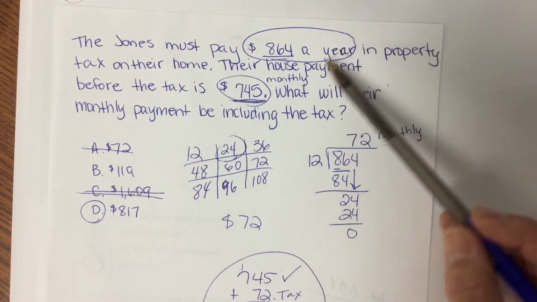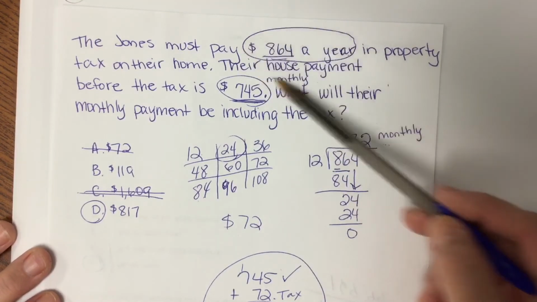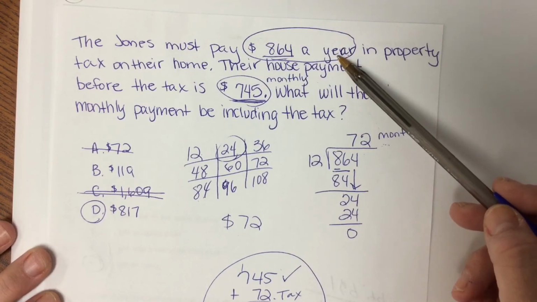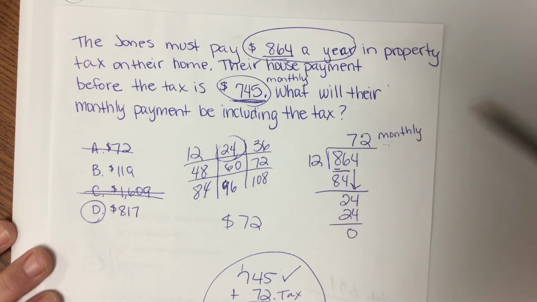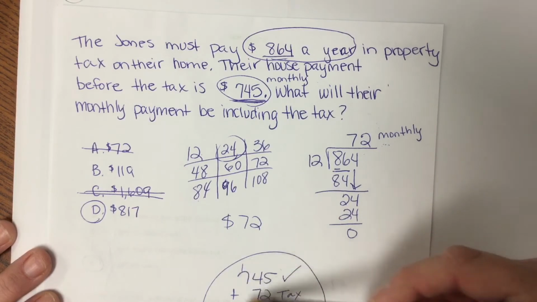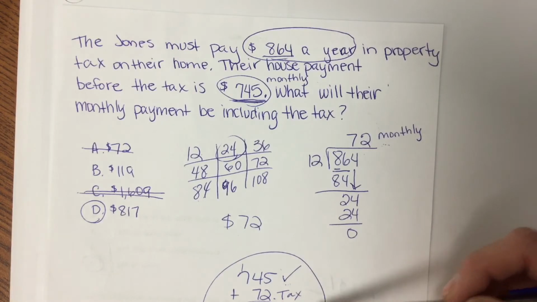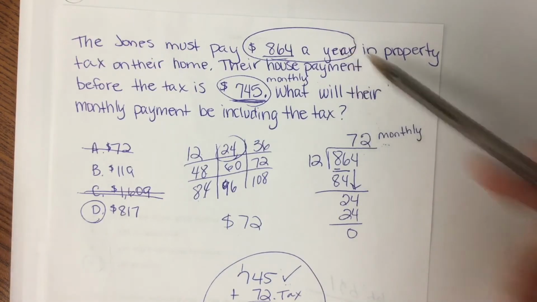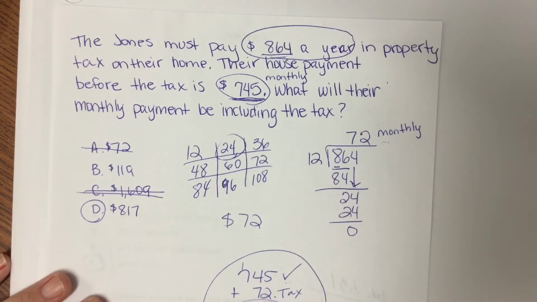So they gave you a yearly and a monthly. So what their expectation is, you're going to take this yearly bill and you're going to divide it up and put it into the monthly payment. So we're going to take $864 and divide it by 12 months, which gives you $72 a month. So if they include the $72 in their monthly house payment, by the end of the year, their house taxes will be paid off and they won't have to come up with that money every year. So 745 plus 72 is 817.